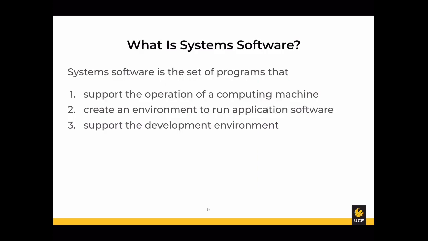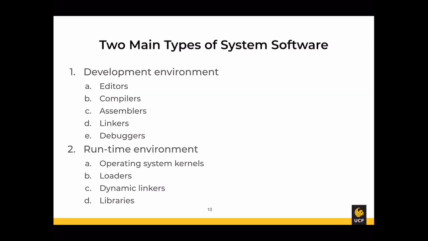What is system software? System software is a pretty broad term, but we can summarize more or less what system software is with three properties. They support the operation of a computing machine. They create an environment to run application software. And they also support the development of software.